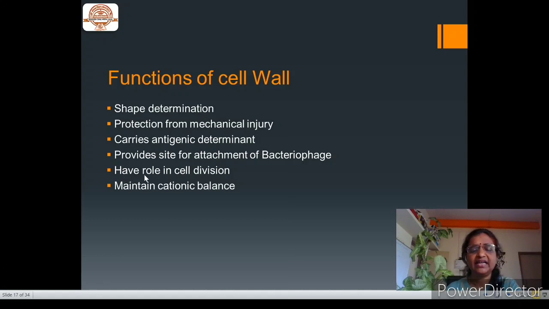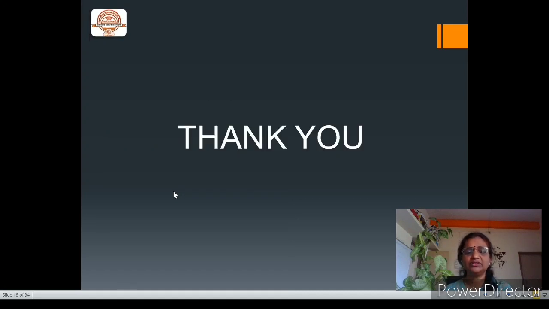And the last ones are that they have a role in cell division. During binary cell division, the cell wall has an important role. Then the last function of the cell wall is that it maintains cationic balance on the cell surface. So these are the different functions of the cell wall.